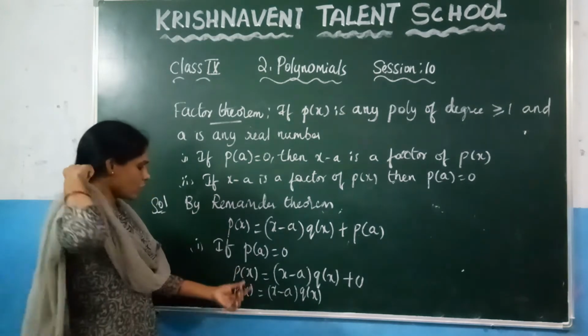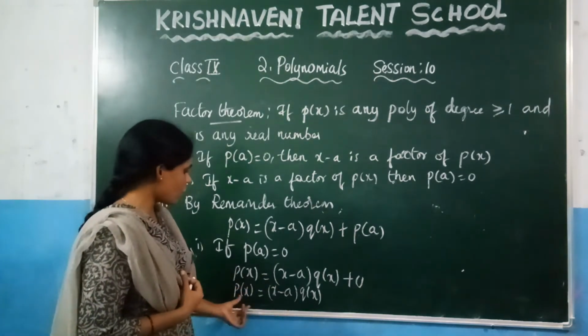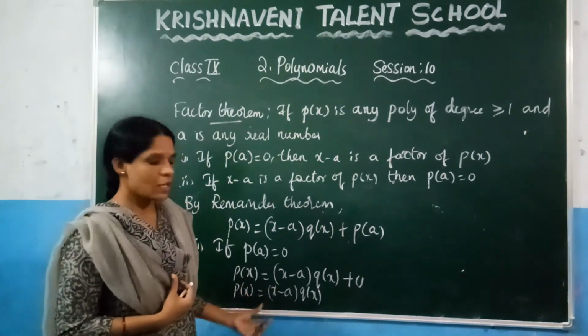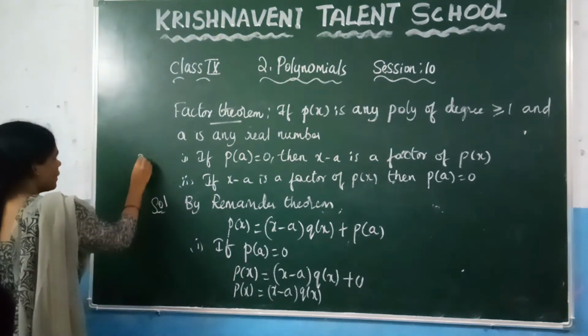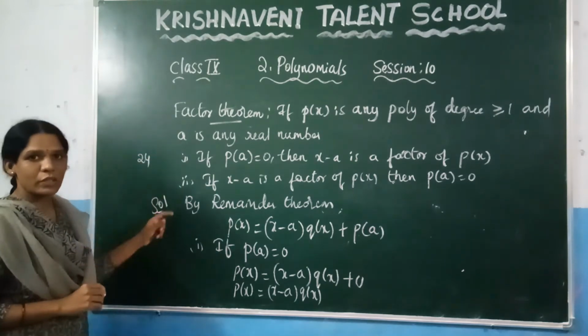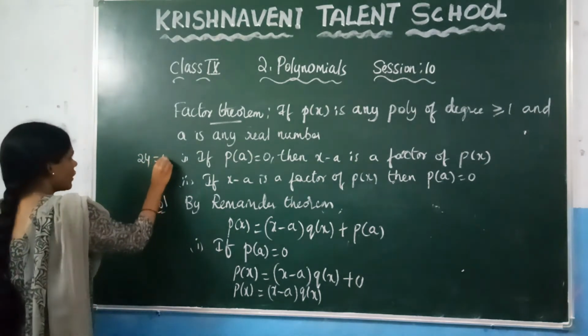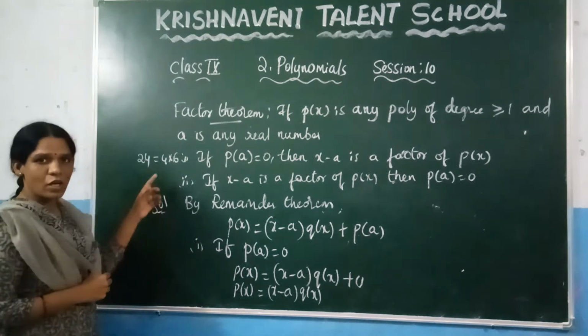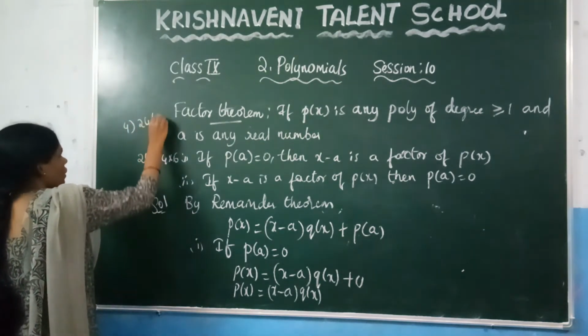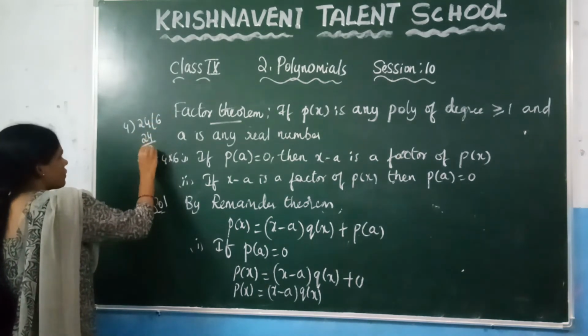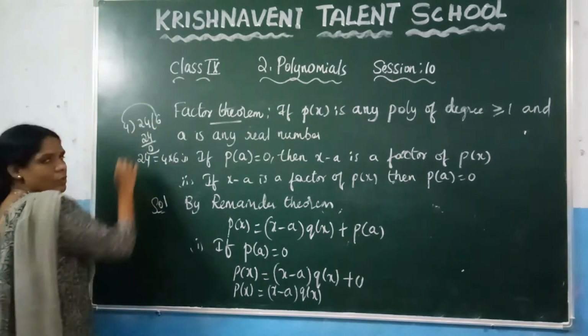So at this point we can say that x minus a, P of x is a factor of x minus a. Why? Because if you consider any number, let us consider 24, then you can write 24 as 4 into 6. What is 4 here? It is nothing but what you get if you divide 24 by 4. That means 4 into 6 is nothing but 24.